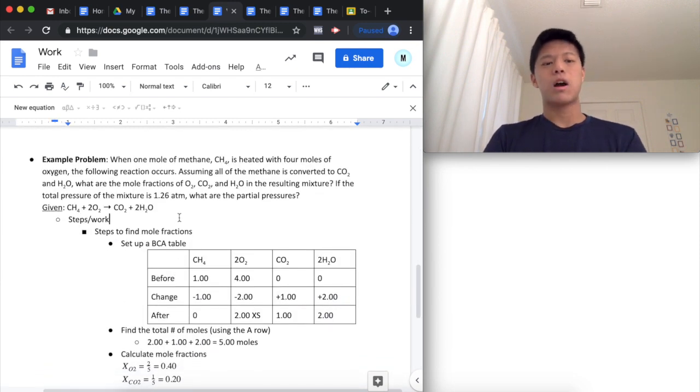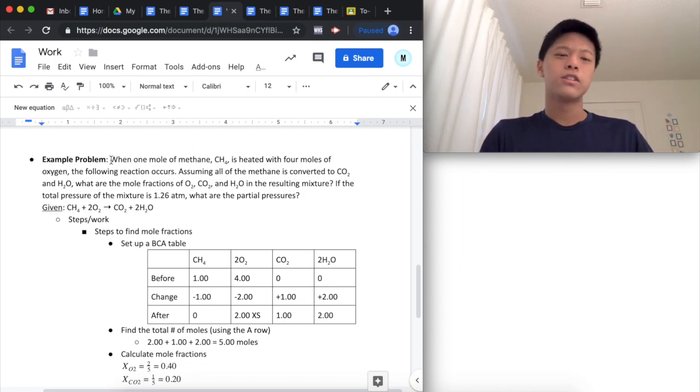So the second problem involves using a BCA table and mole fractions and partial pressures. For this problem, you'd really have to understand the relationship between mole fractions and partial pressures, and that they're actually somewhat the same. So basically, the mole fraction ratio will be the same as a partial pressure ratio. I'm not going to read through this problem. Basically, you're given the chemical equation here that's balanced, and you're trying to find the mole fractions of each of the individual gases in the mixture, and the second part of the question asks for the partial pressure of each one.